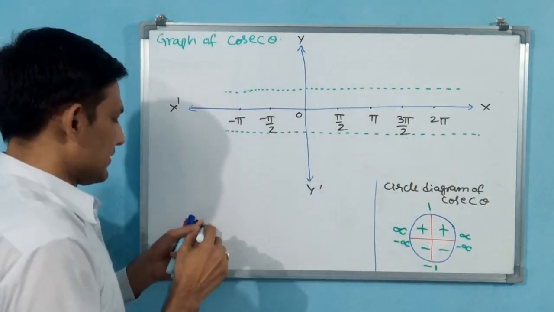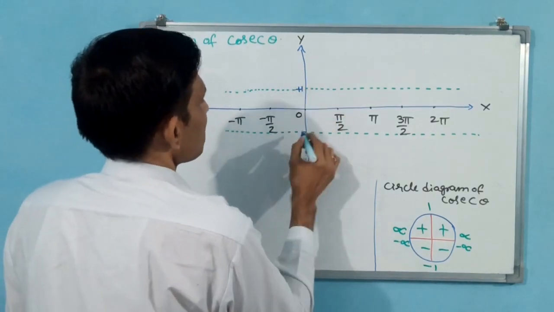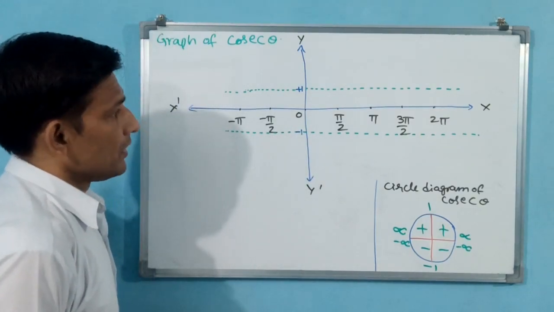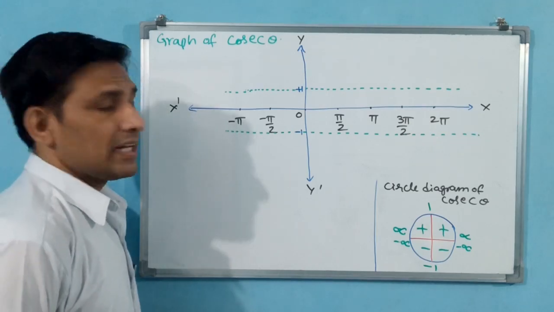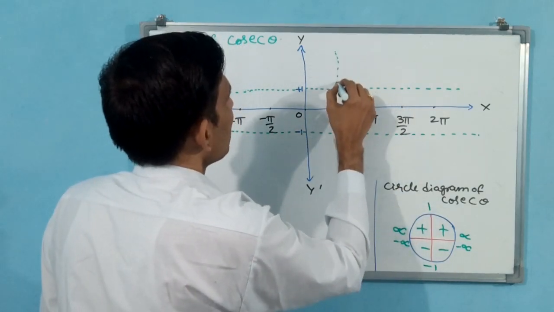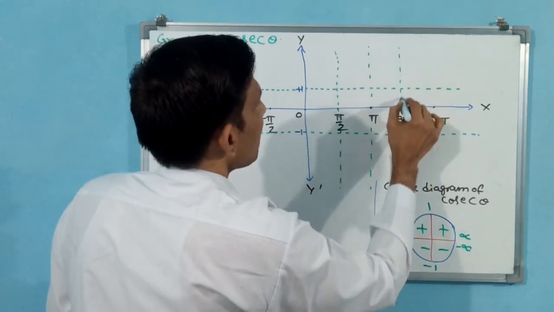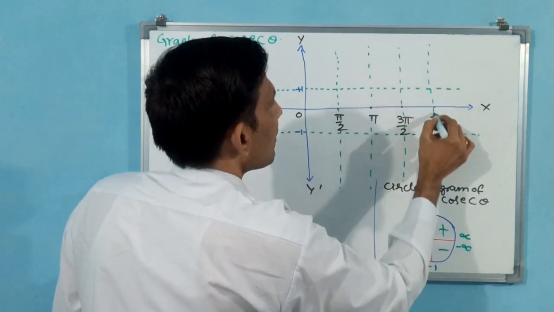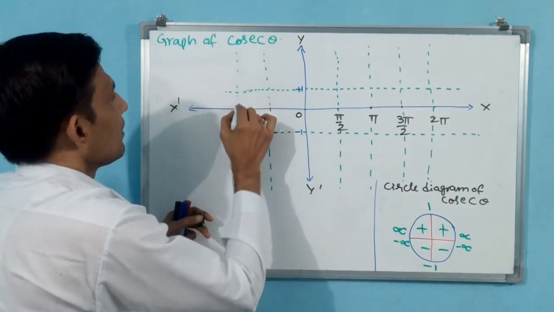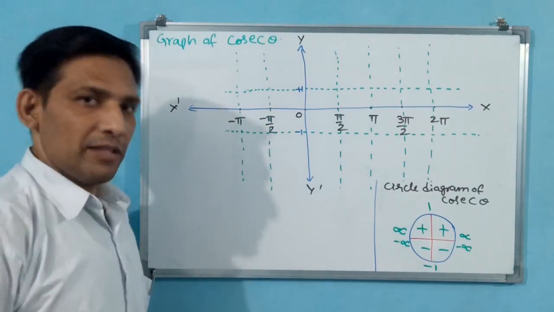These are minus 1, 1. This is for plus 1, this is for minus 1. Minus 1 and 1. Okay. Now, let me draw vertical dotted lines also, for controlling this infinity. Okay. Now we can draw the original graph.